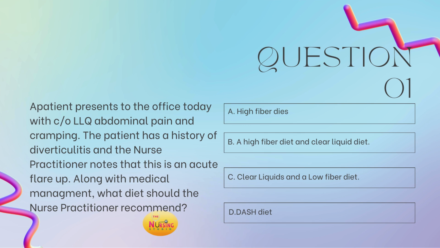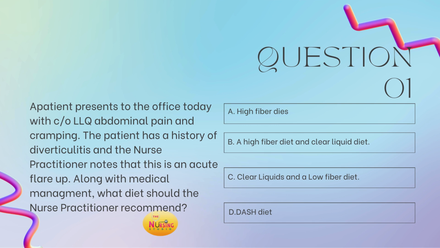So would you give them a high fiber diet? No. High fiber diet and clear liquids? No. Your best answer is C, clear liquids and a low fiber diet. Although you can advise a high fiber diet for a patient with a history of diverticulitis when they are not in a flare up. Guidelines originally said you don't want to give this because they thought it may trigger their symptoms, but guidelines have shown that that's not proven.